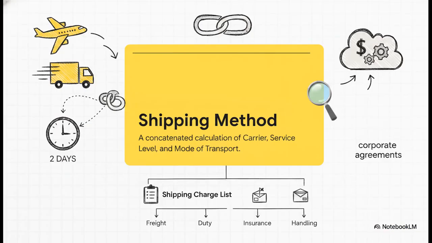Selecting a specific shipping method triggers what's called the shipping charge list, which evaluates rules for freights, duty, insurance, and handling. Now, a shipping method here is actually a concatenate calculation. It's a combination of the carrier, the service level, and the mode of transport. So a selection like DHL plus air plus 2 days is read by the system as one completely unique shipping method. And that exact string is what triggers the very specific charge calculations based on your distinct corporate agreements.